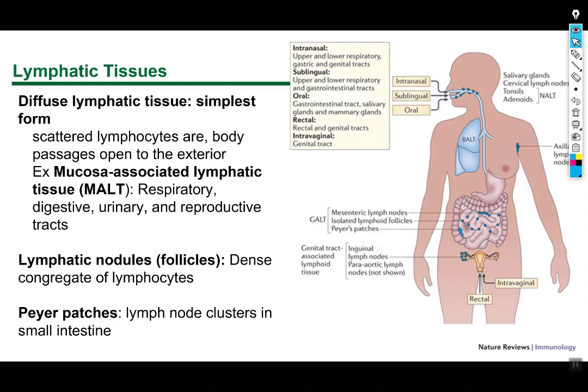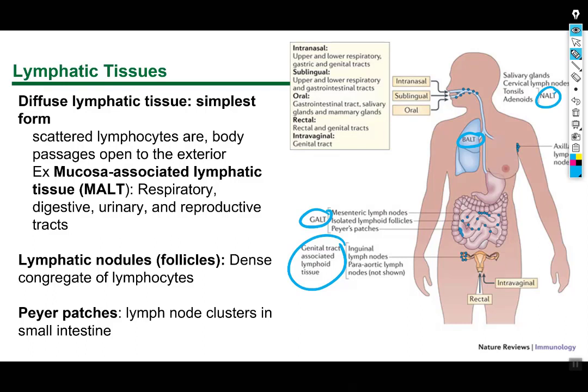So diffuse lymphatic tissue is the simplest form, and this particular drawing divides it into BALT, which is bronchial-associated lymphatic tissue, and then GALT, which is gut-associated lymphatic tissue. And this one would be abbreviated GALT and NALT. These terms are all very silly. All of these are places that contain mucous membranes, so it's appropriate to call all of them mucosa-associated lymphatic tissue, just as a group.